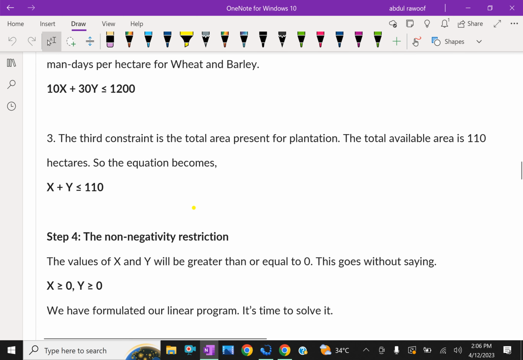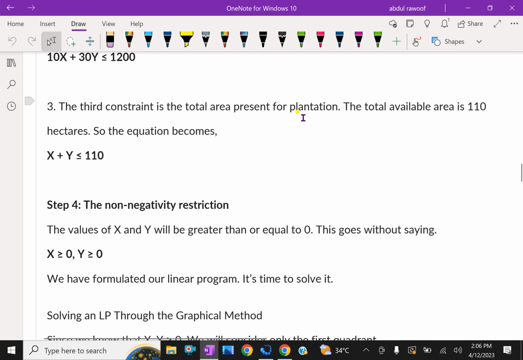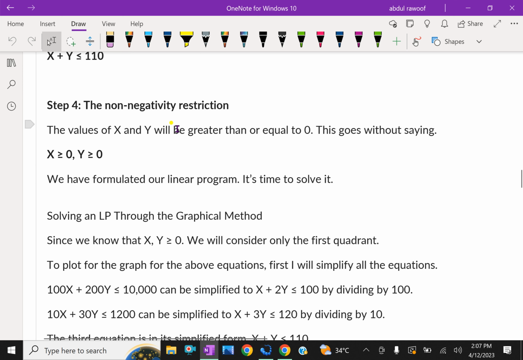The third constraint is the total area present for plantation. The total available area is 110 hectares. So the equation is x plus y, because x is for wheat and y is for barley. Both together are at most 110 hectares, that is x plus y is less than or equal to 110. Then the non-negativity restriction: the values of x and y will be greater than or equal to 0. This goes without saying.